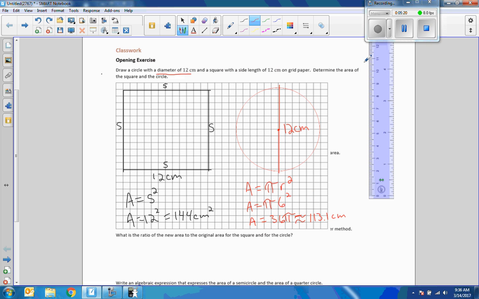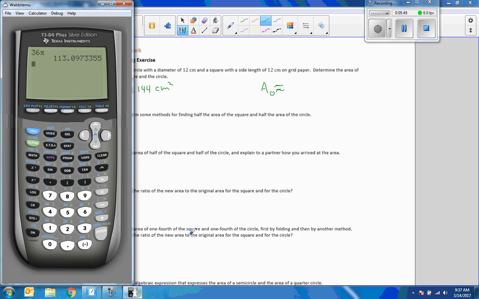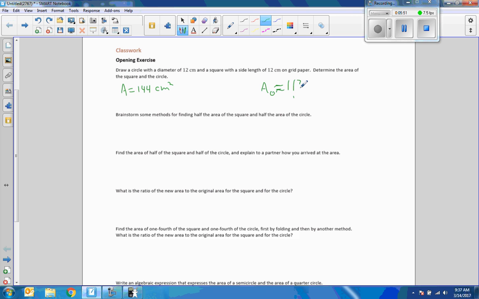Okay? So let me get rid of all this because my questions are behind this. I just wanted to bring the graph paper together. Okay, so that's all cleaned up. So I don't have the answers here anymore, but the area of the square was 144 centimeters squared, and the area of the circle was approximately, using the approximate symbol, and what did I say? It should still be on my calculator, 113.1 centimeters squared.